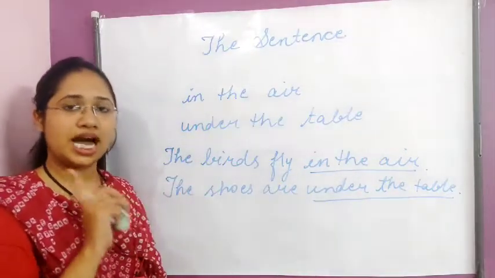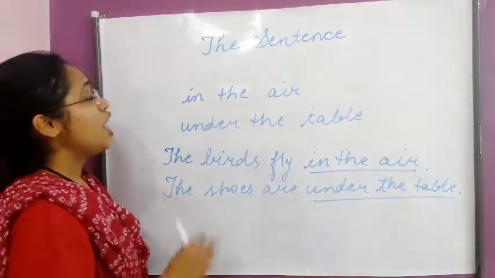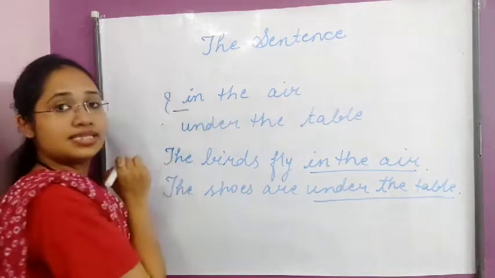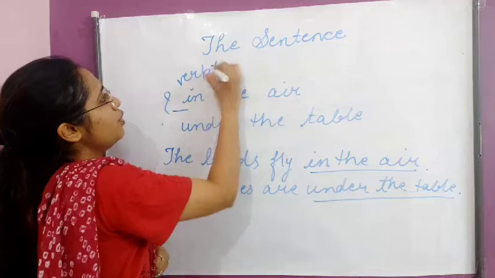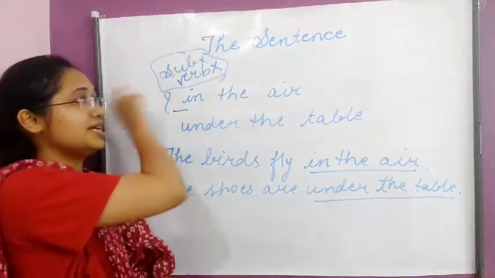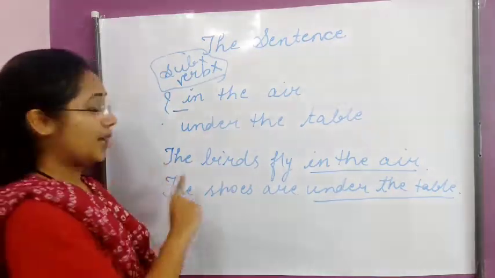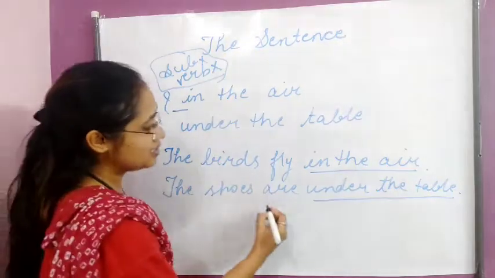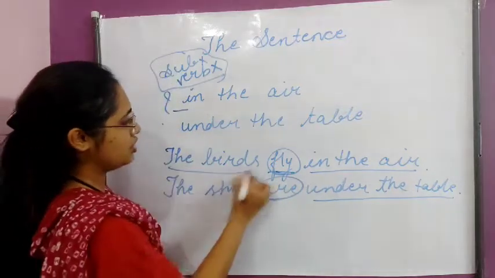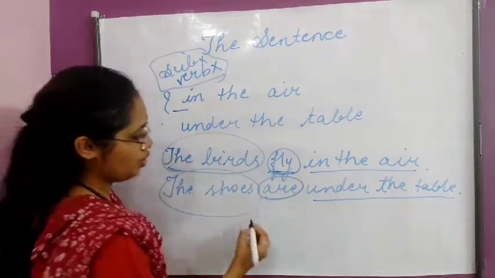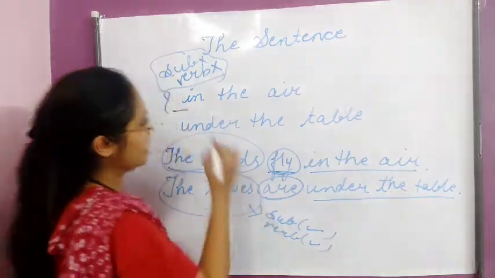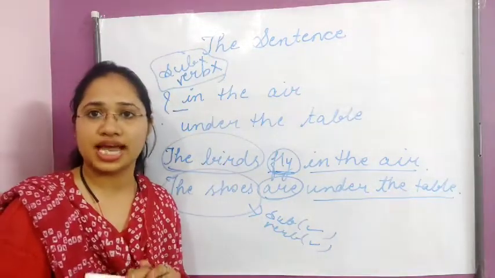One important thing regarding the phrase and the sentence is, a phrase doesn't have a subject and a verb. Here you can see no subject is there and also no verb is there. A phrase doesn't consist of a subject or a verb, but a sentence has a verb and also a subject. So in the sentence there is a subject and verb, but a phrase doesn't have its own subject and verb.